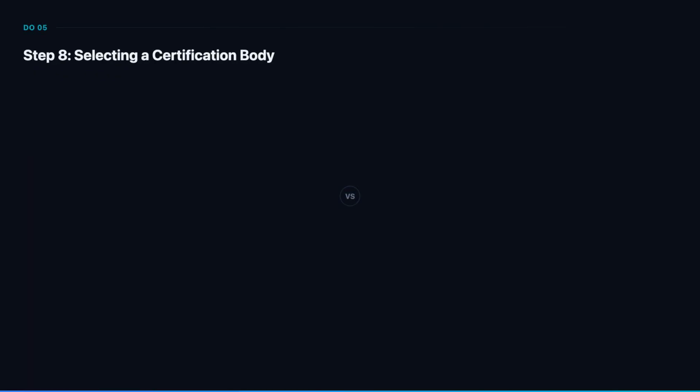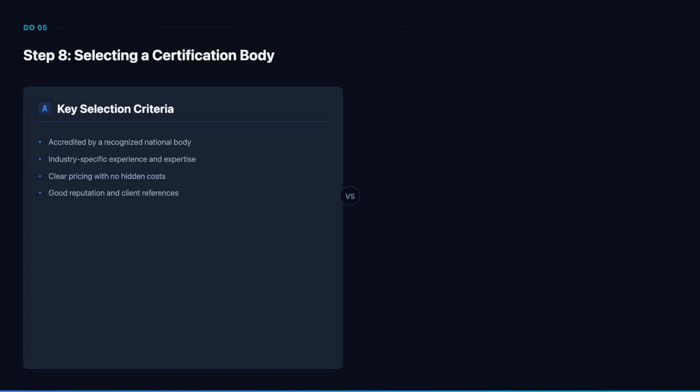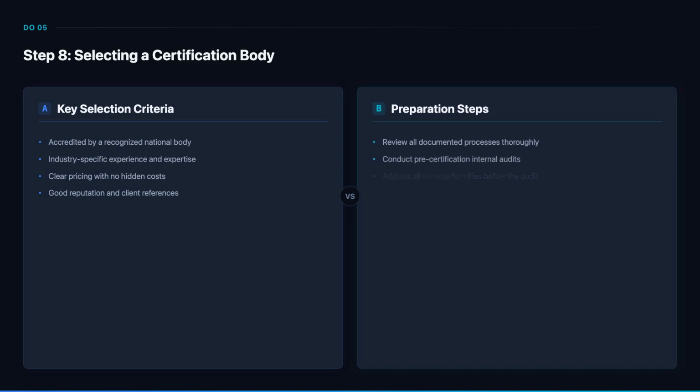Choosing the right certification body is an important decision. Here's what to consider when making your selection. When selecting a certification body, ensure they are accredited by a recognized national accreditation body. Look for industry-specific expertise, transparent pricing, and strong references from other certified organizations. To prepare, review all your documented processes, conduct thorough internal audits, resolve any nonconformities before the certification audit begins, and ensure all departments understand their role during the assessment.